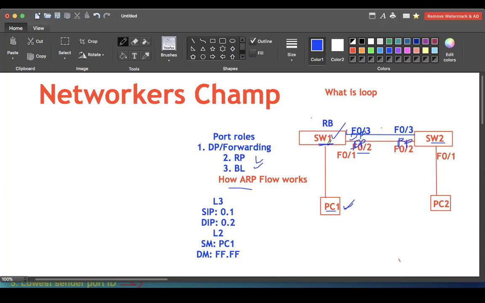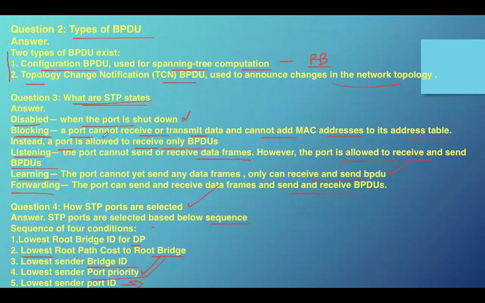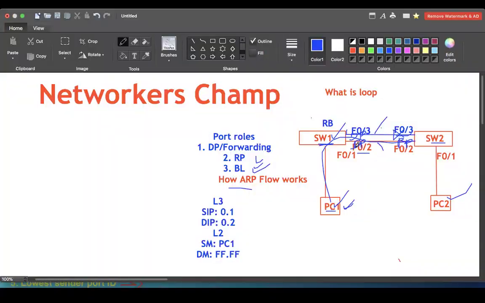Now what is left? There would be one RP, by the way, within the switch. So what is left is blocking. So this port would automatically be blocked. So for any communication now between PC1 and PC2, which port will it take? This port or this port? The answer is this port, F0/2. Switch 1 would send it here as well, but switch 2 would not receive that frame on F0/3 because this is blocking, and we know in blocking what happens? A port cannot receive or transmit data.